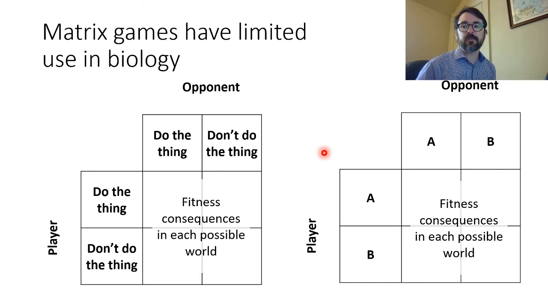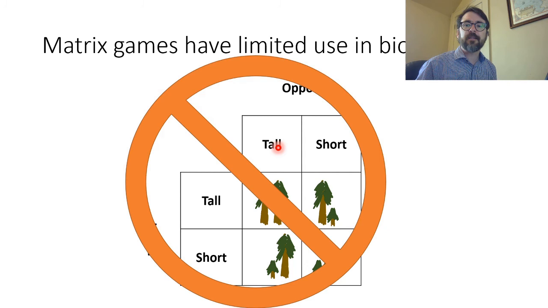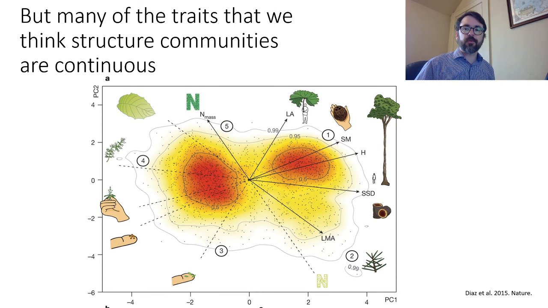But yeah, so heterostyly. But if you have an example like plant height that has a continuous trait, you could potentially try to think about tall and short plants, or maybe make it three-dimensional, so you've got tall and medium and really short, but it's really unnatural, right? And so these have really limited uses. And the key is going back to my original question about what structures diversity and mechanisms of coexistence.